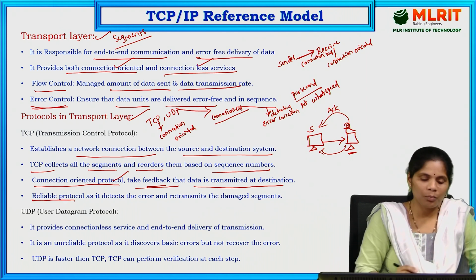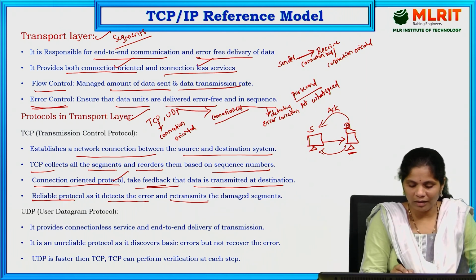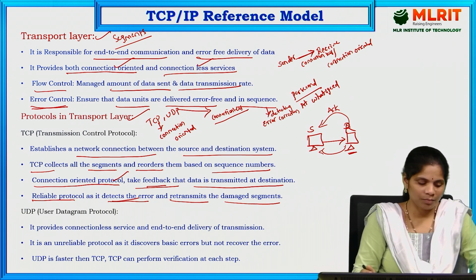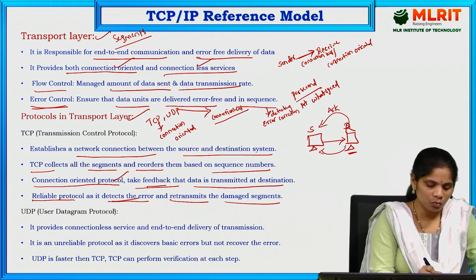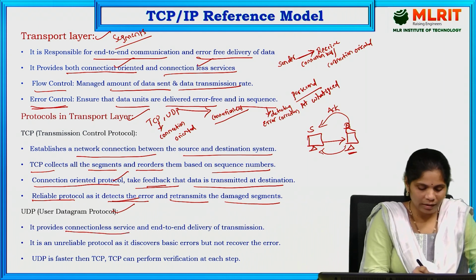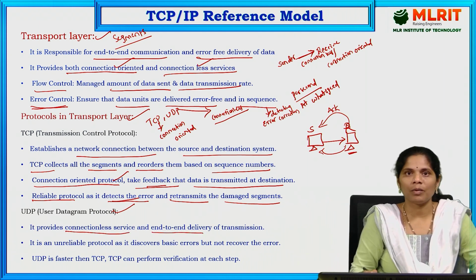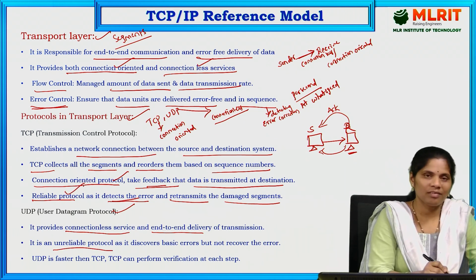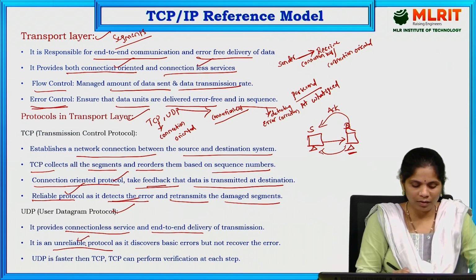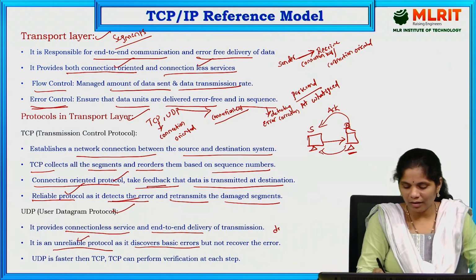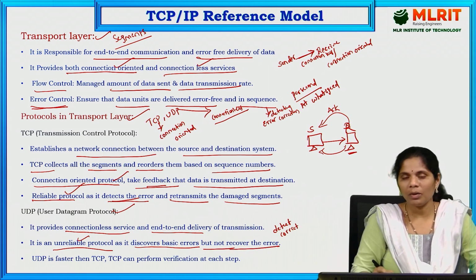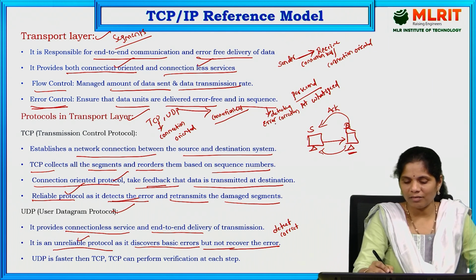It is also a reliable protocol, meaning it detects errors and retransmits the damaged segments. If any errors occur while transferring the data, it will detect and correct the error. That comes under the Transmission Control Protocol. Coming to the User Datagram Protocol, it is mainly a connectionless service and it also transfers data from one end to another. It is an unreliable protocol. TCP is reliable, while UDP is unreliable because it detects the error but does not recover it, meaning it does not correct the errors. That is the main difference between TCP and UDP. In TCP, both detection and correction are done.